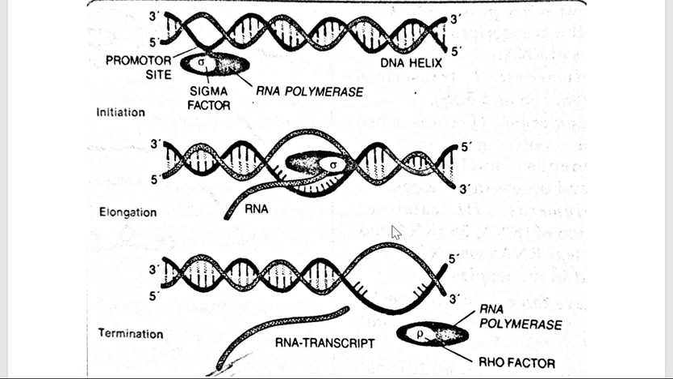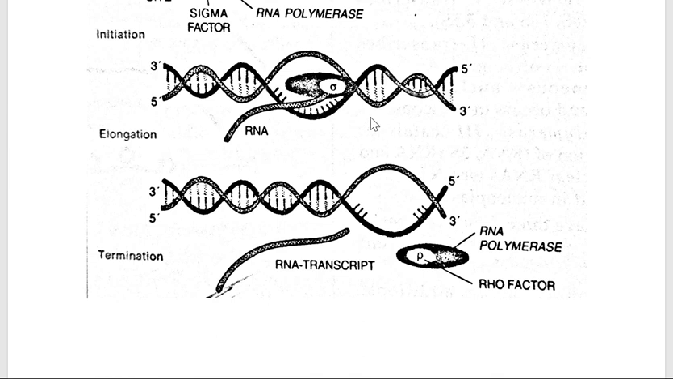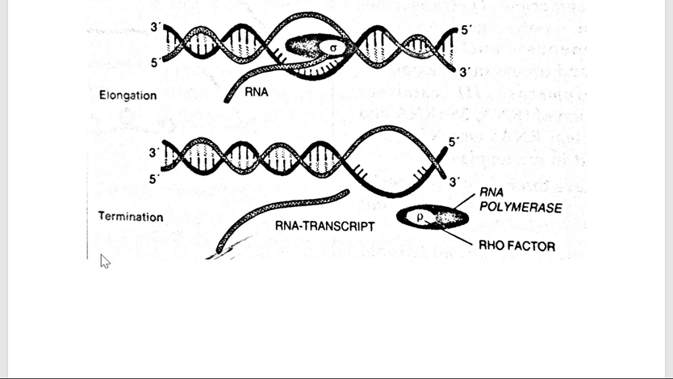So this way, first through initiation, by the promoter site recognition by the sigma factor of RNA polymerase, second through elongation, that means formation of the nucleotide base pairs over the template strand of the DNA by the RNA polymerase enzyme, and by the third process, termination, where the nonsense codons stop the process of transcription, triggered by the rho factor, and finally the RNA transcript comes out from the template DNA, and the exposed part of the DNA is again refilled. This way the transcription process happens.